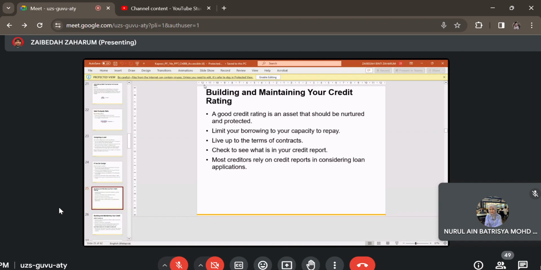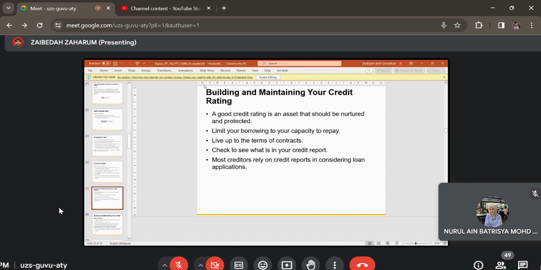Okay, di mana di sini tadi limit your borrowing to your capacity to repay, and then live up to the terms of contract, and then check to see what is in your credit report. And then most creditors rely on credit report in considering loan application. So you have to build your credit, and then selepas tu you have to maintain you punya credit rating. Okay, in order for you nak buat pinjaman, diorang akan tengok pada credit rating lah. So sebab tu untuk memudahkan you memperolehi loan tadi, you kena build credit dululah.